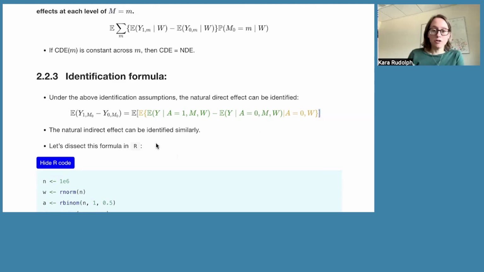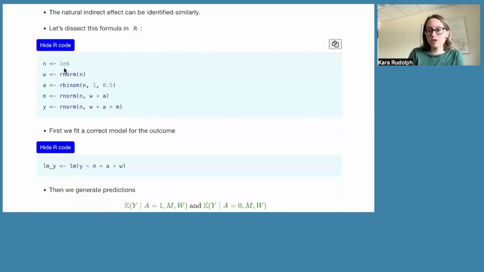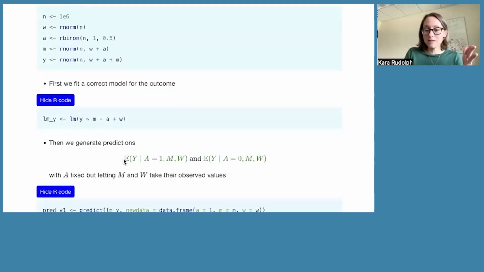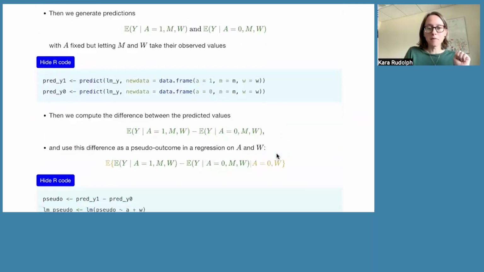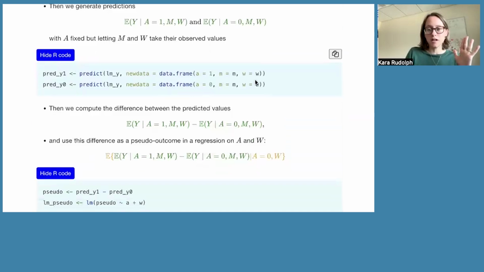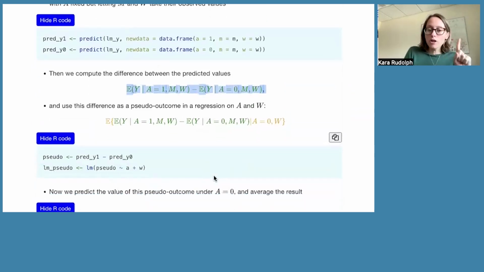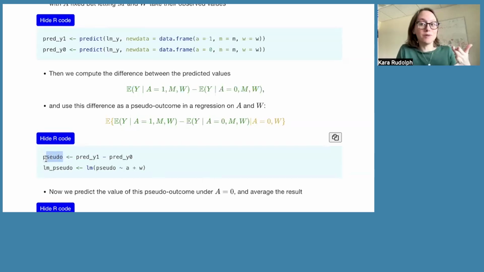To build further intuition, we can do this in R. We're generating the same simulated data as we did above, fitting our correct model. We're getting these green predictions exactly the same as we did for the control direct effect, so I won't go through this. All of this is the same. We're getting our predicted values and taking the difference. Now we're going to use this difference as an outcome for a subsequent regression. We can call that a pseudo outcome. So we take this difference, name it pseudo, and do an additional regression, right here, where we regress it on A and W.